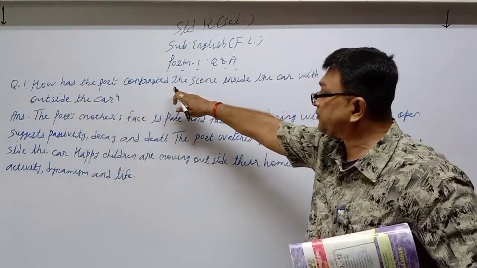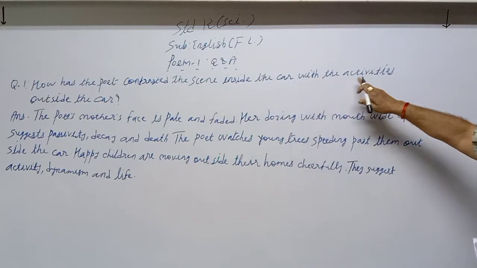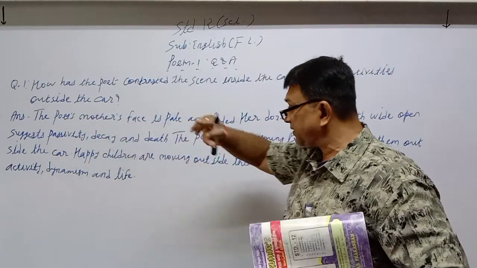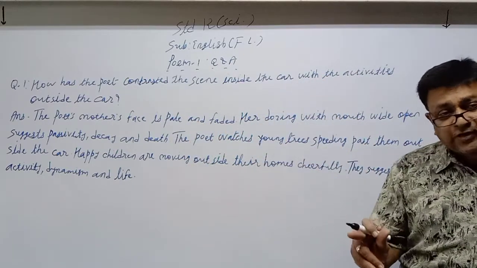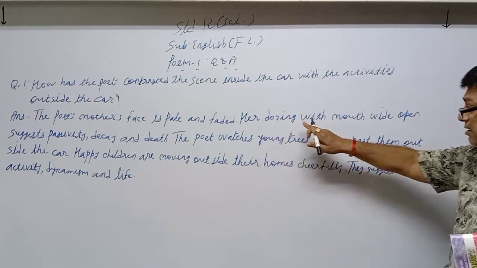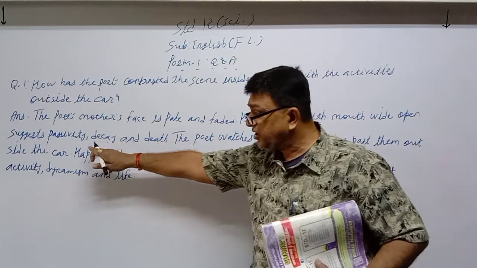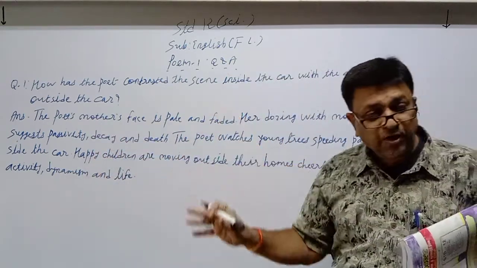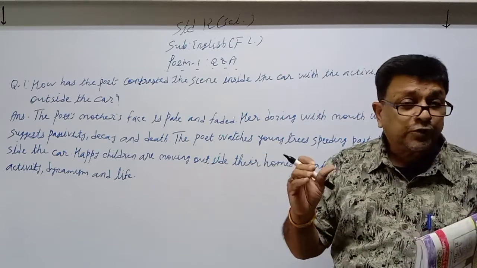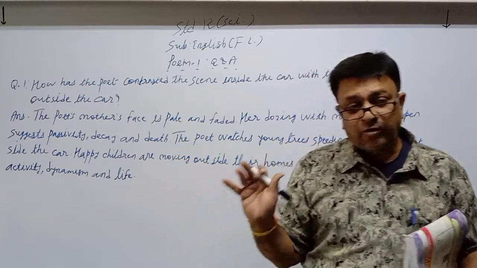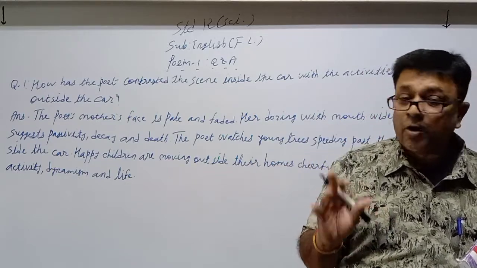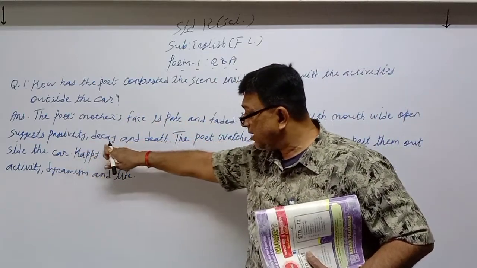How has the poet contrasted the scene inside the car with the activities outside the car? Answer: the poet's mother's face is pale and faded. Her dozing with mouth wide open suggests passivity, decay, and death. The poet's mother is dozing with mouth wide open. This suggests passivity, decay, and death.